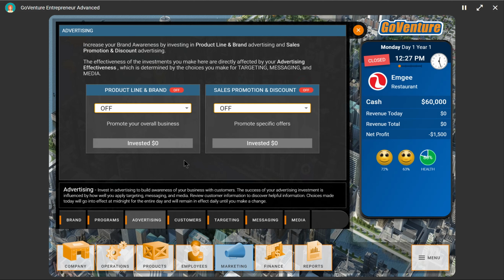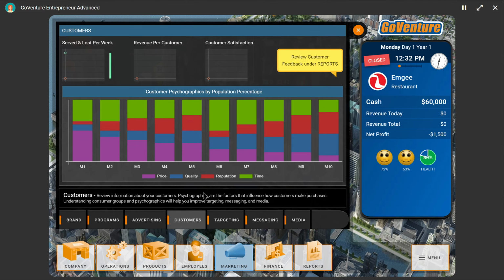Here you have two types of advertising you can invest money in: product line and brand advertising, and sales promotion and discount. And you can invest a certain amount of money in each or both of these options. But remember, the effectiveness of the money you spend on these options is going to be influenced by your advertising effectiveness, which is your targeting, your messaging, and your media. So before you set your targeting, messaging, and media, you should have a good understanding of your customers.